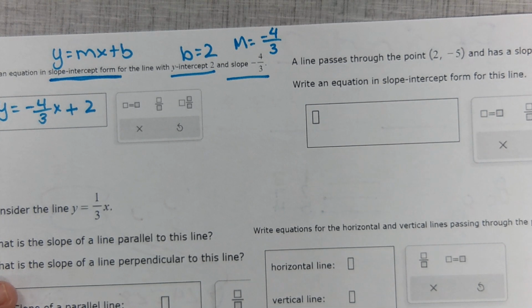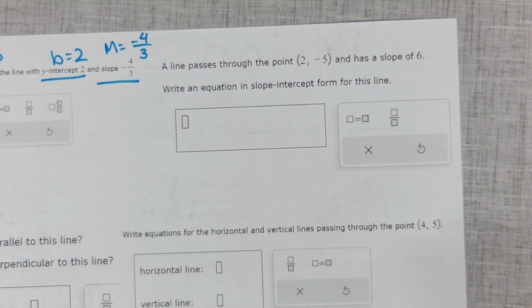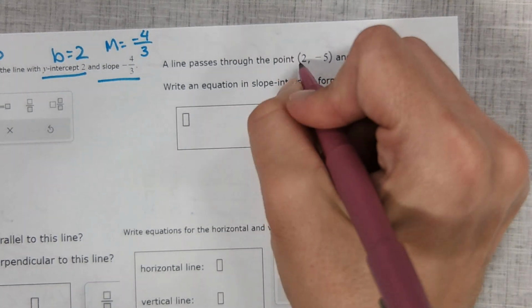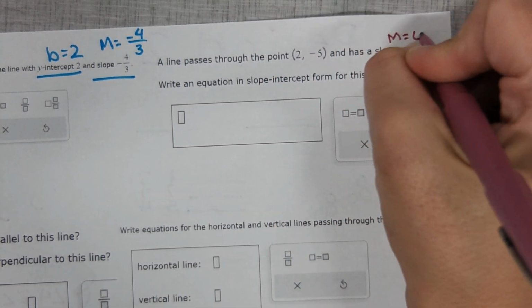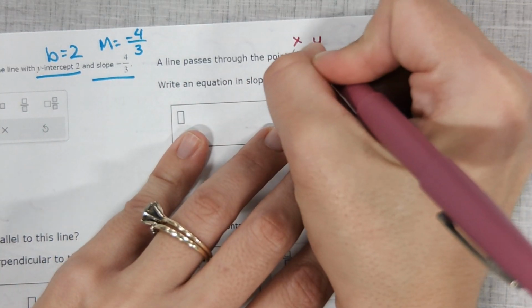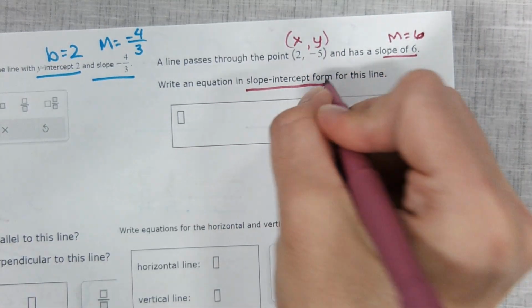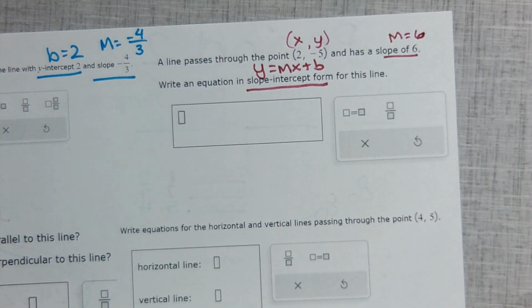Okay, then the next question. This one, we made sure to include it because it's very popular on PSATs and SATs. It says a line passes through this point and has a slope of 6. m equals 6. And then the coordinates here are x and y. Write an equation in slope-intercept form, so y equals mx plus b, for this line.